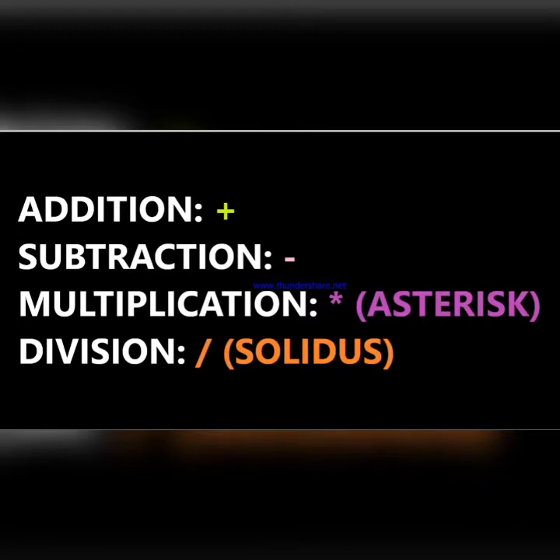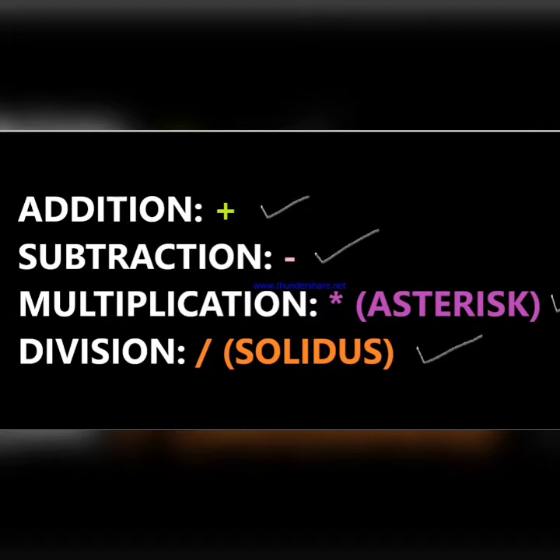For the purpose of arithmetic operations, we can use different symbols. Like for addition, as in mathematics, we use plus sign. For subtraction, we use the sign of minus. Now, the variation comes in multiplication and division. For multiplication, we use the sign of asterisk. And for division, we use the sign of solidus instead of the normal mathematic operators.